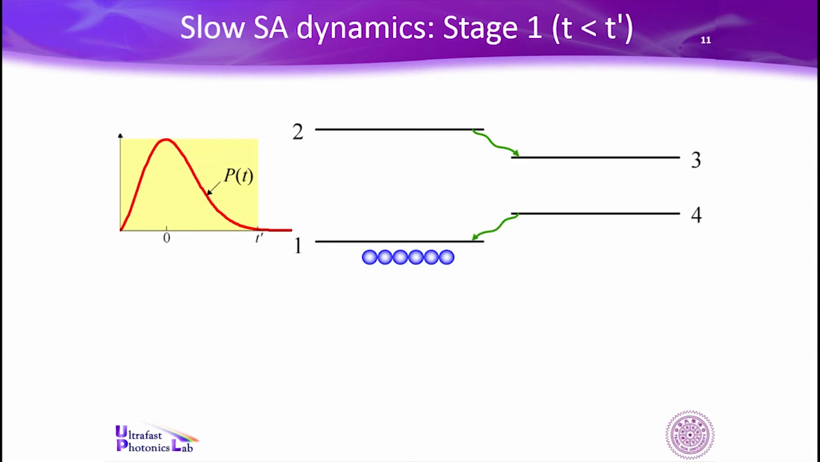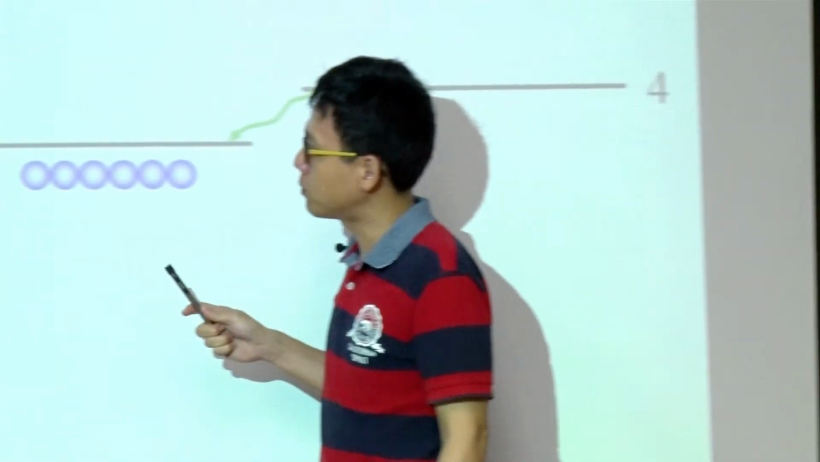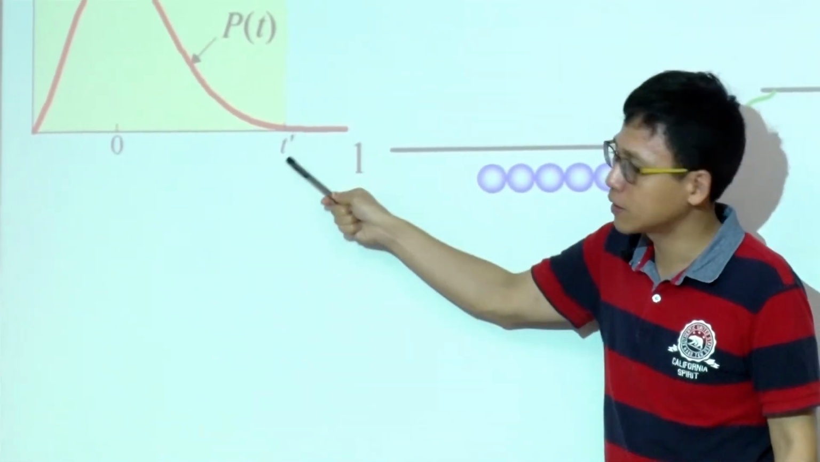Okay, the second case is the other extreme, the slow saturable absorber. But the mathematics is a little bit more complicated. So we cannot get a single solution for the differential equation. We have to get different solutions at different time frames. So this is stage 1. Stage 1 means when your observation time is smaller than T prime.